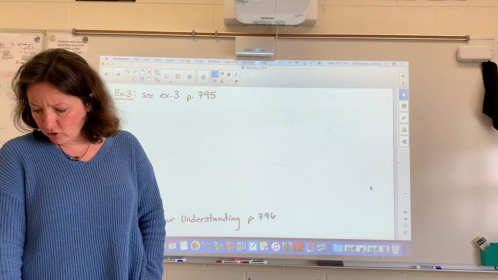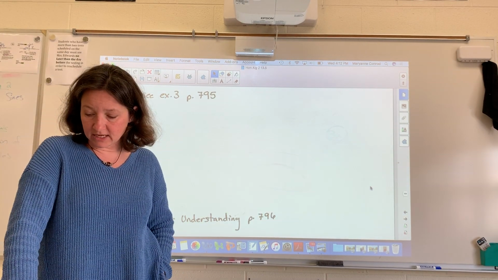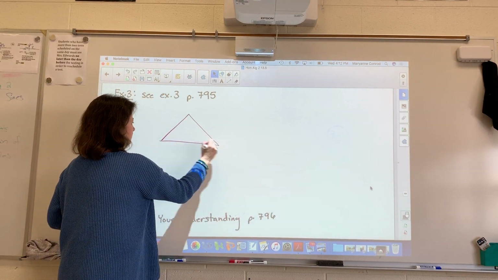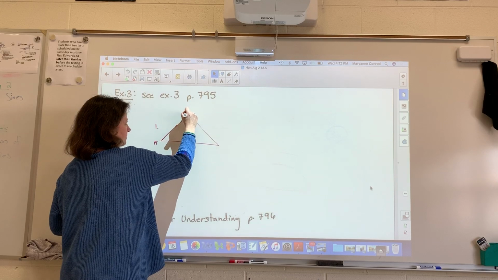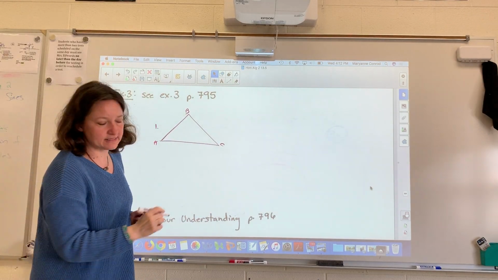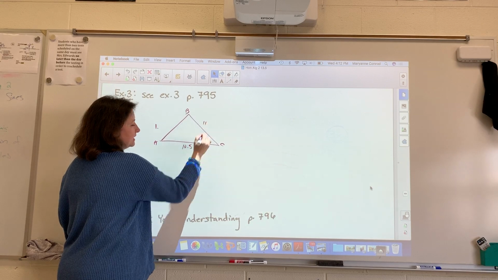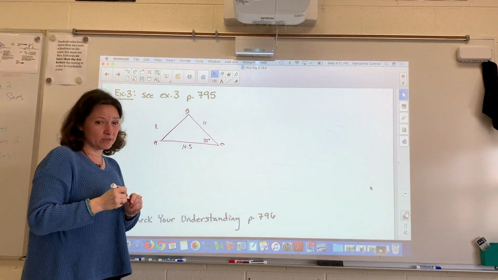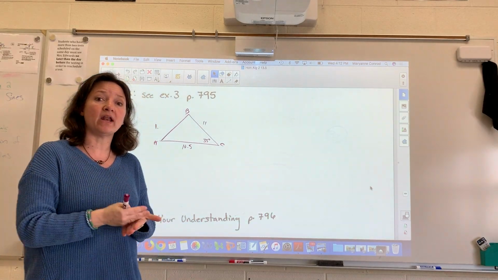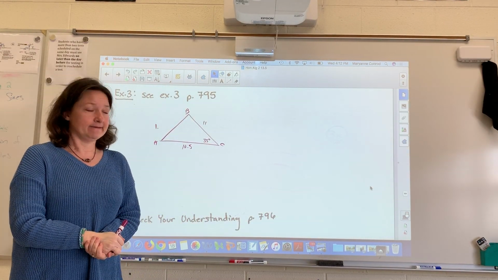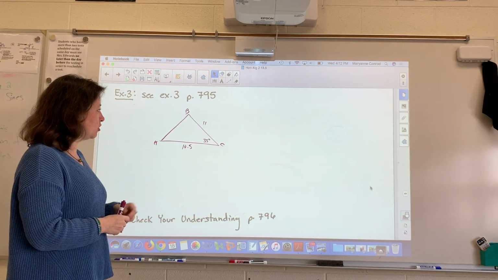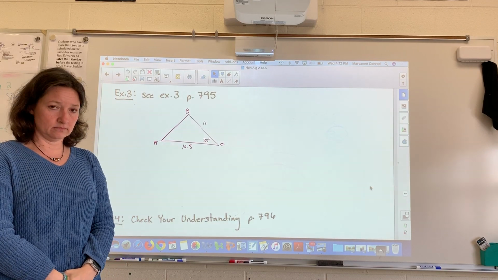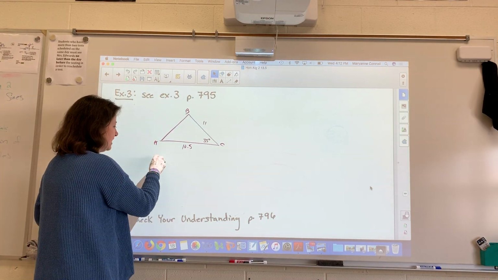It says, determine if you would begin with law of sines or law of cosines. So for number 1, this is what they give us. And this side is 10.5, this side is 11, and this is 35 degrees. And I want to solve the triangle, which would mean find any missing parts. But what law would I begin with? For number 1, if I know 2 sides and the angle between them. That's right, we would use law of cosines.